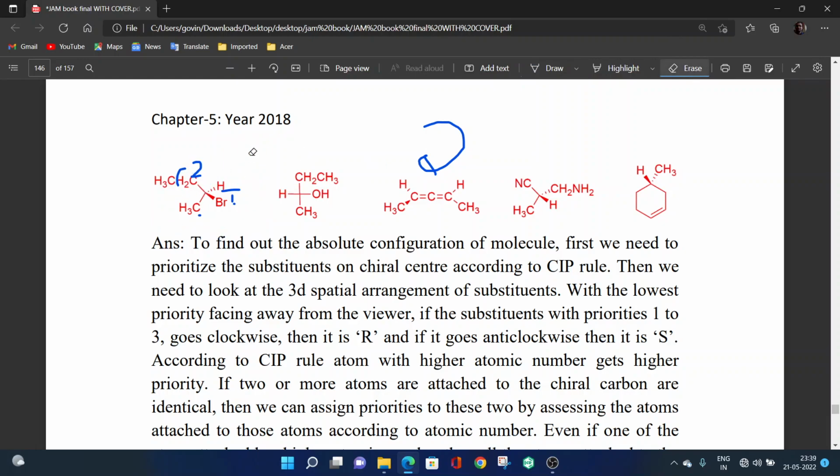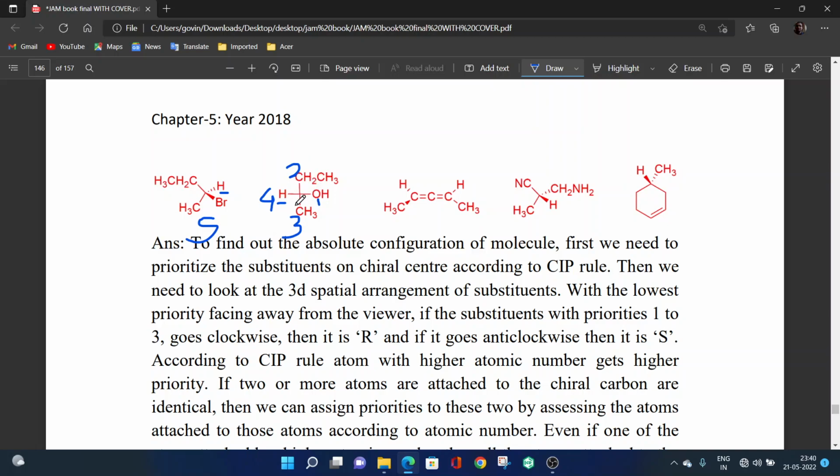So if it is anti-clockwise rotation, it is S, and because H is away from the viewer, we can straight away say the configuration is S. Here let us give the priority according to the CIP rule. So, first again oxygen gets first priority, this gets second priority, this gets third priority, and this gets fourth priority, right. And now the hydrogen is towards the viewer. So that is the problem, we wanted hydrogen to be away from the viewer.